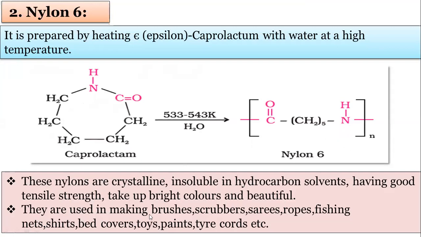They are used for making brushes. What are the different brushes we are using for cleaning purposes? The bristles of the brushes are made from it. Then scrubbers, these are used for cleaning of utensils. Then in different saris, these are used because these are fibers. And then these are used for ropes preparation. Then fishing nets, fishing nets are prepared by using these nylons. Then different shirts, bed covers, toys, pens, tire cords. So these are the uses of this nylon 6.